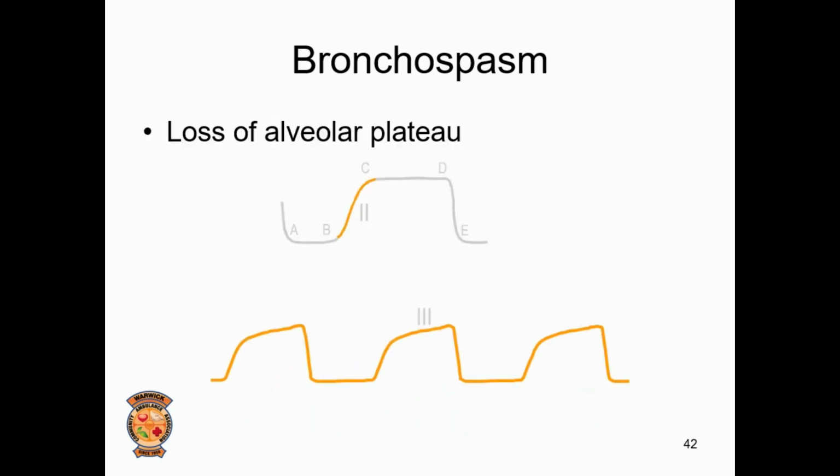So we talked about the loss of the alveolar plateau, and as you look at the alveolar plateau on this slide, it's the part between C and D. When you lose that, C kind of goes away and B kind of melts right into D on the slide. And the amount of loss is directly proportional to the severity of the bronchospasm, as we'll see on the next slide.